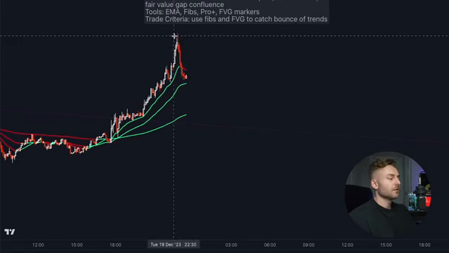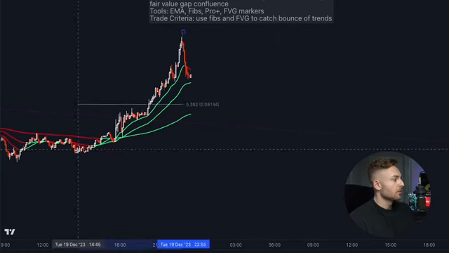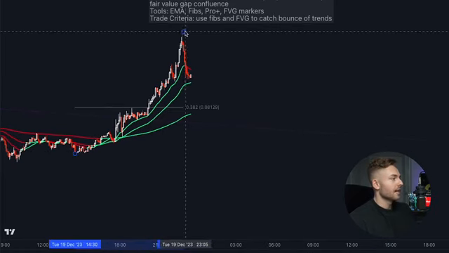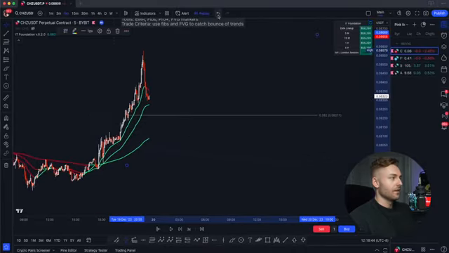So now once the price starts to sell off on this trend, not only are we going to be drawing our fib from the most recent low before the flip of the moving averages, but we're also going to start looking for fair value gaps. Now let's go over what a fair value gap is.